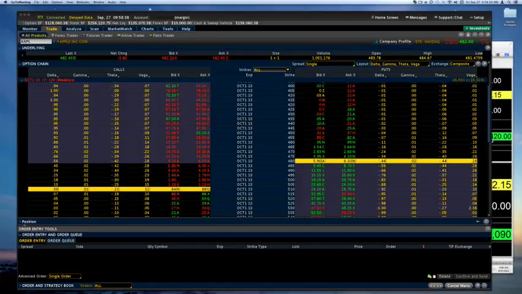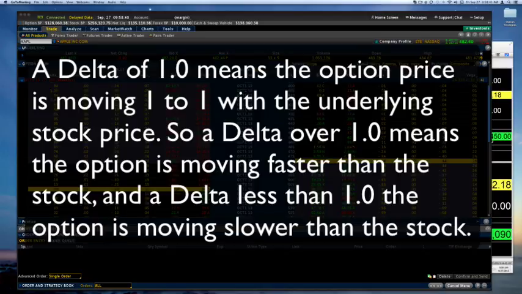And so a delta of 1 means that the option is moving with the stock 1 to 1. If there is a delta that is exactly 1, then every time the stock goes up $1, so does the option. And if it goes down $1, so does the option. Now, a delta that's over 1 means that it's moving faster than the stock, and if it's under 1, it's moving slower than the stock. And of course, if it's negative, it means it's moving in the opposite direction of the stock.